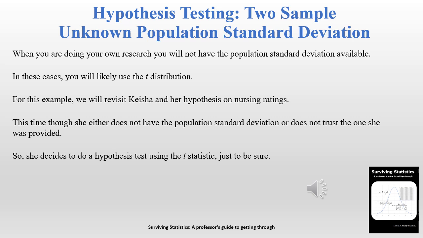Outside of the classroom and using textbooks, you'll often be doing your own research. And when you're doing your own research, you probably will not have population standard deviations to work with. So in that case, you'll use the t-stat, or the t-distribution. So in this case, let's assume that Keisha doesn't really trust the population standard deviation she's been given. And so she decides to compute the standard deviation and the t-test based on the samples that she's computed, not on the previous research that someone else has done.